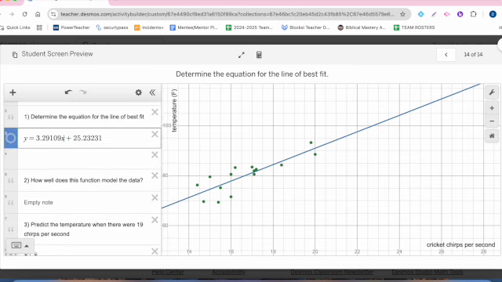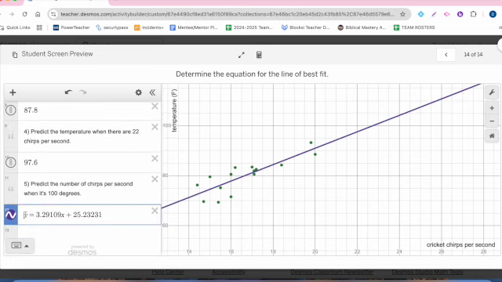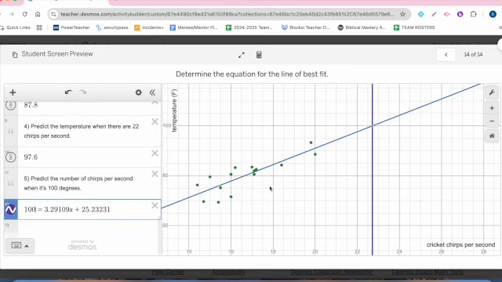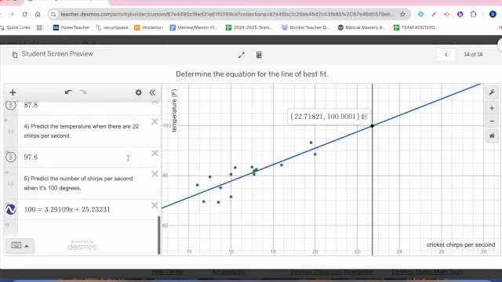So here's my original equation. The y value this time is going to be 100. And so you could follow the line and get your answer right there. It's going to be about 22.7 chirps per second. But let's just do the algebra real quick. Suppose we're on a desert island somewhere and we don't have Desmos, and we want to know how many chirps per second it would take for it to be 100 degrees outside for a cricket.